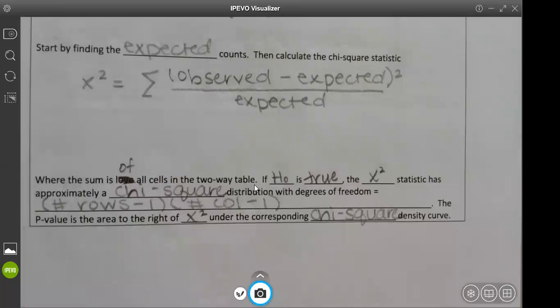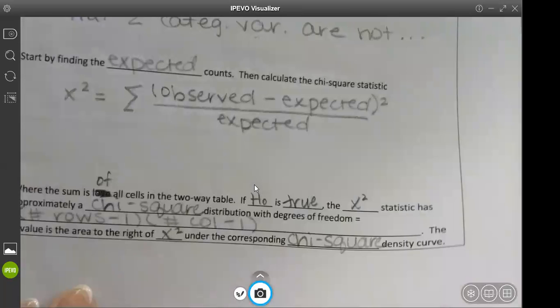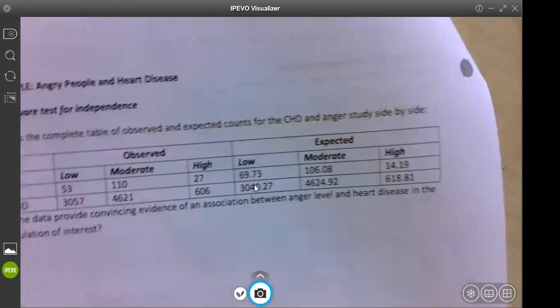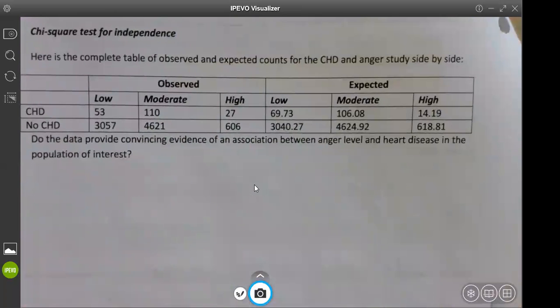So in the next example, it gives you the observed and the expected, so you don't have to do all that work. Okay, so it's actually pretty easy. Here's a complete table of observed and expected counts for the CHD and anger study side by side. So we already talked about the CHD stuff on Friday. Do the data provide convincing evidence of an association between anger level and heart disease in the population of interest?